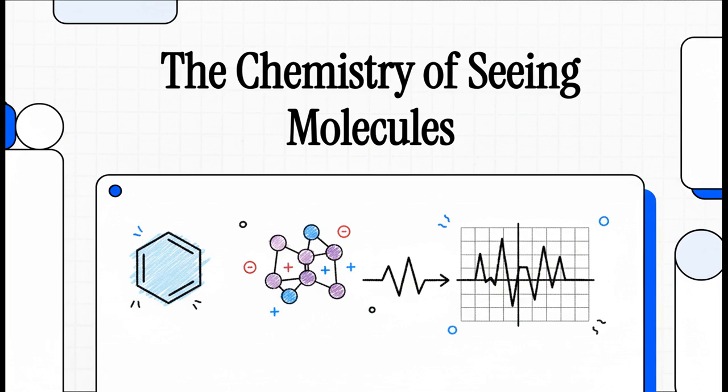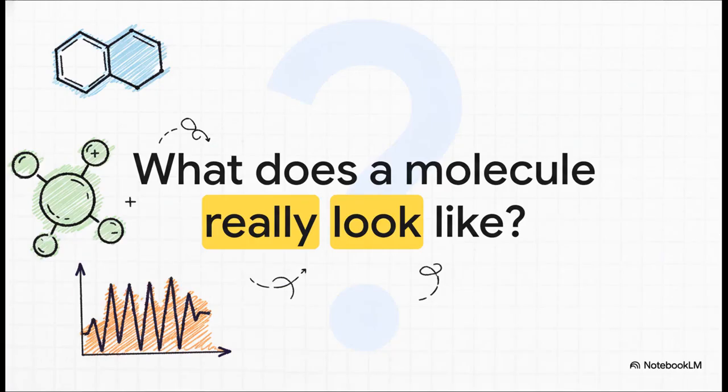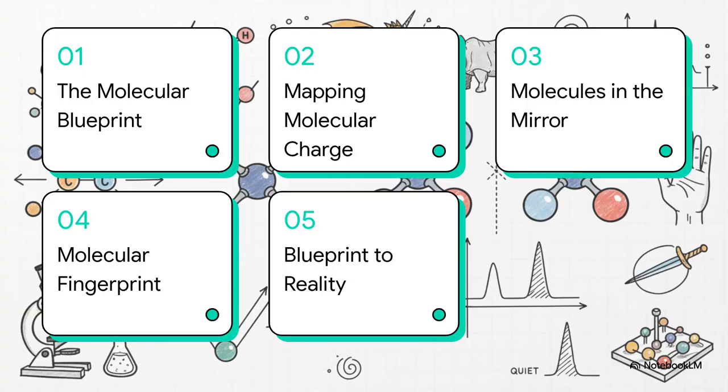We're going to take that simple formula and turn it into this rich, three-dimensional understanding of what a molecule really is. So, what does a molecule really look like? It's definitely not just a flat drawing on a page. It's got shape, it's got charge, it even has its own unique fingerprint. To truly see it, we have to build our understanding layer by layer, and that's exactly what we're about to do.